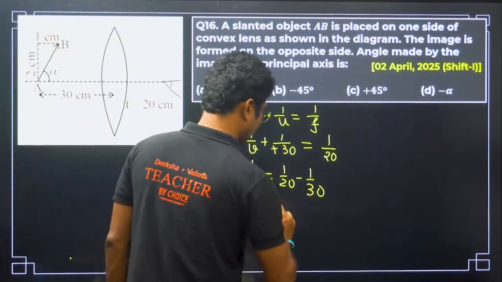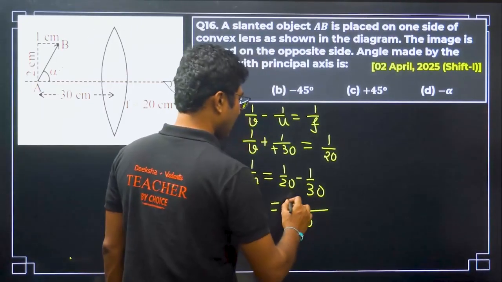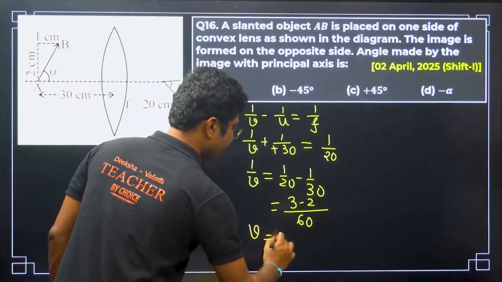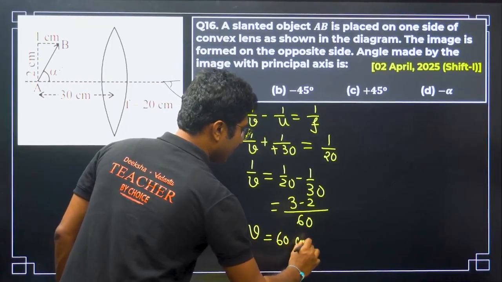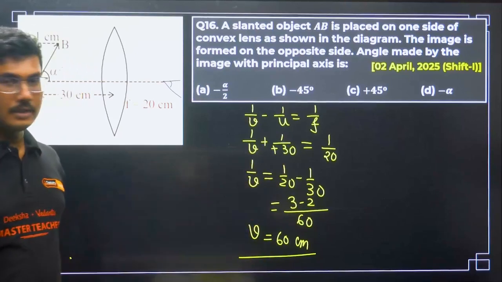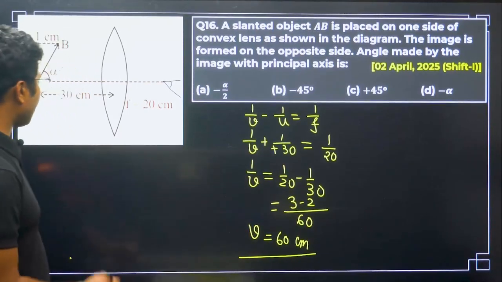Now, let us calculate that. 60 is the LCM, and 3 minus 2 is 1. So, 1 by 60. Taking the inverse, we get V equals 60 centimeter. From here we can calculate the magnification. What is the formula for magnification? V by U. Again, we are not using the sign.